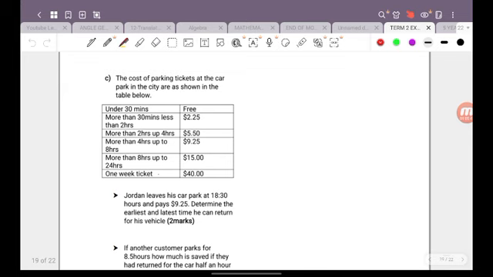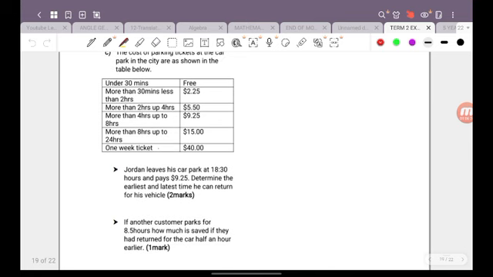Proceeding then is that if you go over 2 hours, but you're under 4 hours, you'll be charged $5.50. Again, as you go over 4 hours and up to 8 hours, you'll be charged $9.25. More than 8 hours and up to a whole entire day, you'll be charged $15 for parking. And if you purchase a 1 week ticket where you're free to park for however long you may choose, you are going to be charged a total of $40. Now let's have a look at what's going on here.